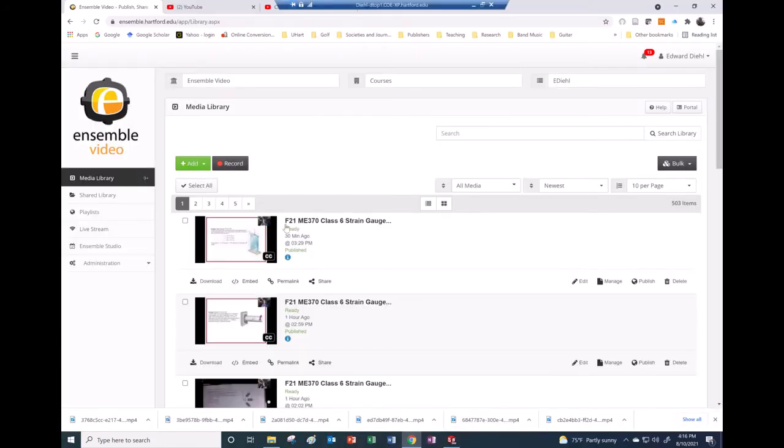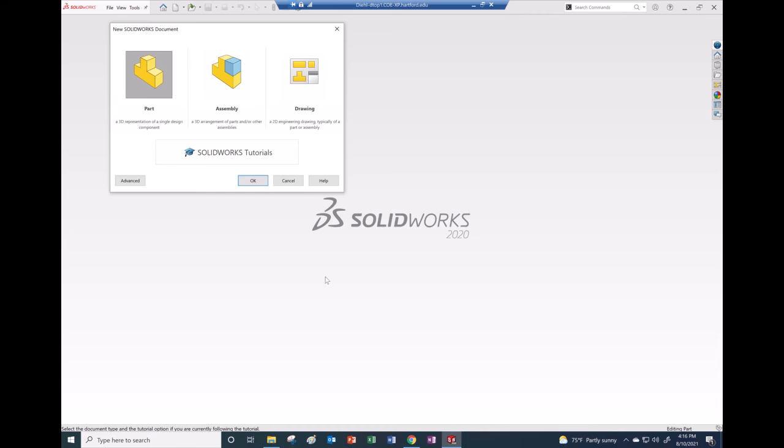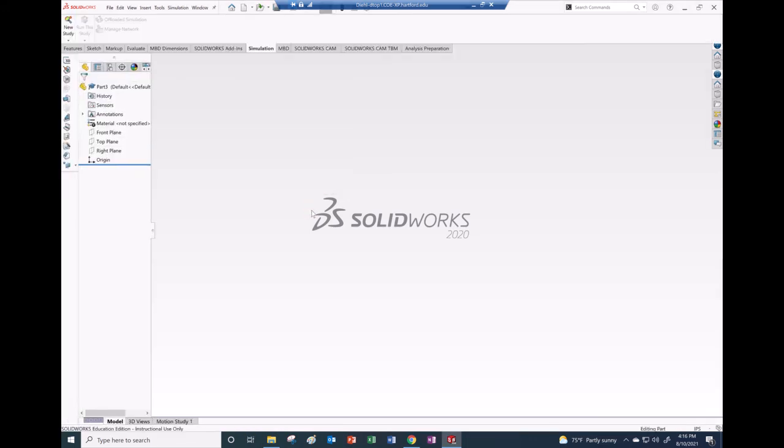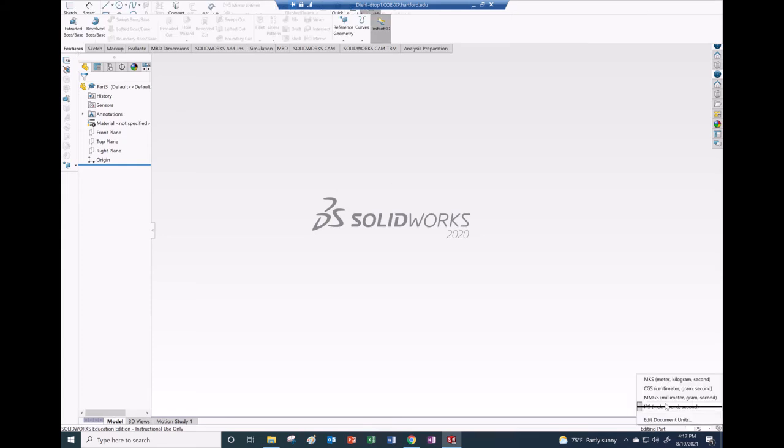So let's check them out. All right, so I have an FEA. I have my SolidWorks simulation ready to go. I'll start a new part, and hopefully everything will work out. Not seeing the screen I need, so I'm starting to think that perhaps this thing is messed up, but let's see. Maybe it will recover here in a second.